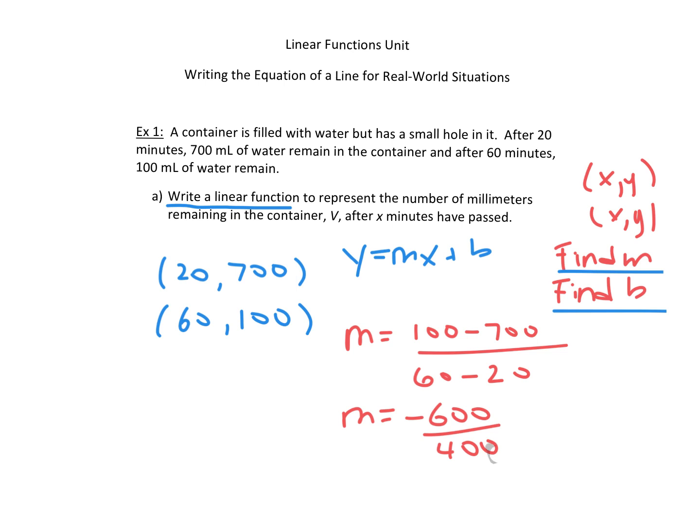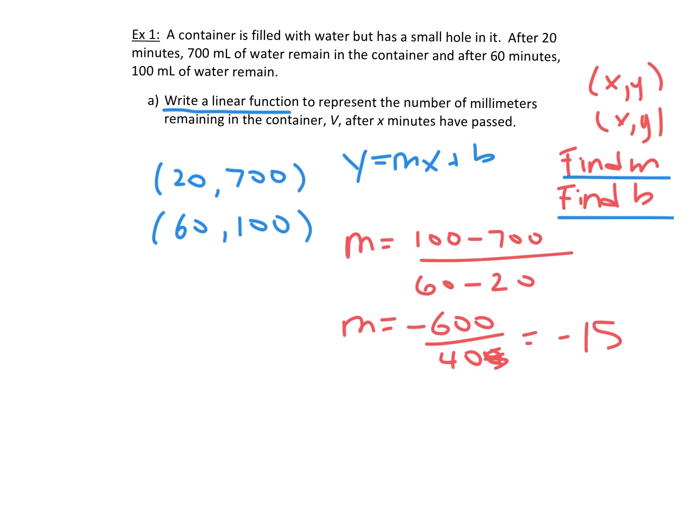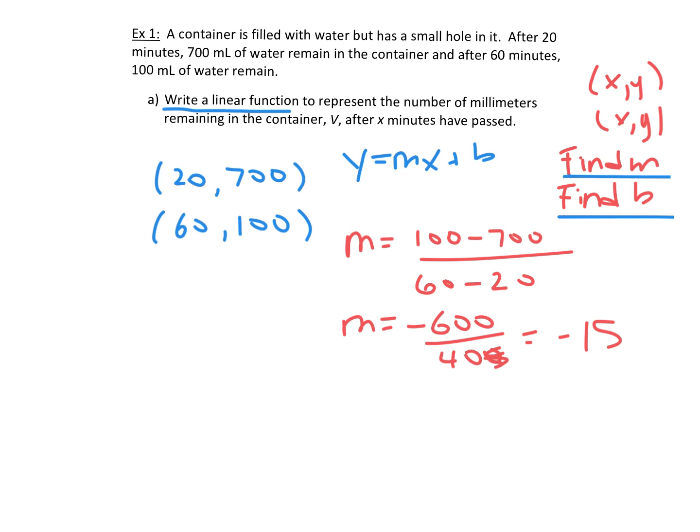Okay, I can't get this to erase. So that's a 40. Equals negative 15. So that tells me my slope is negative 15. And if you remember, our next step was to write this as y equals negative 15x plus b.